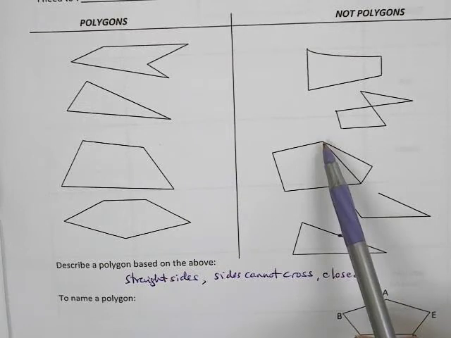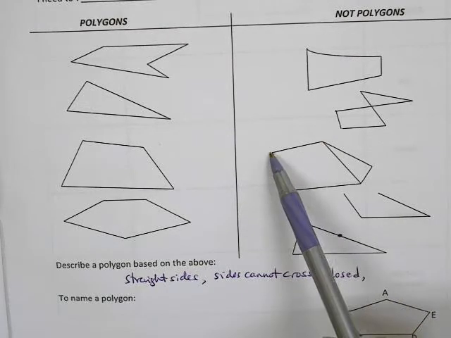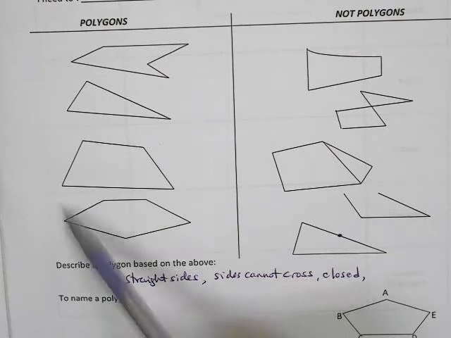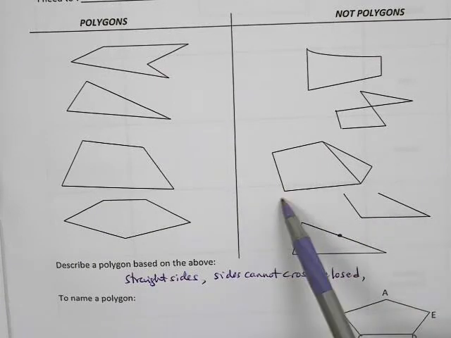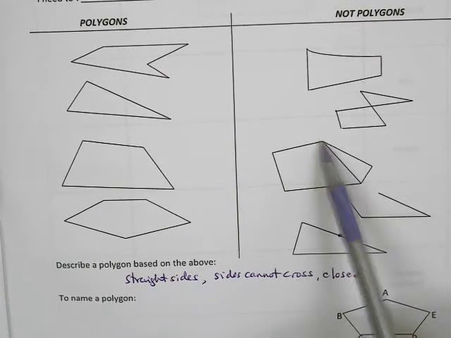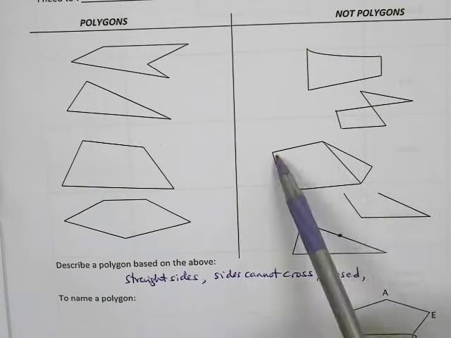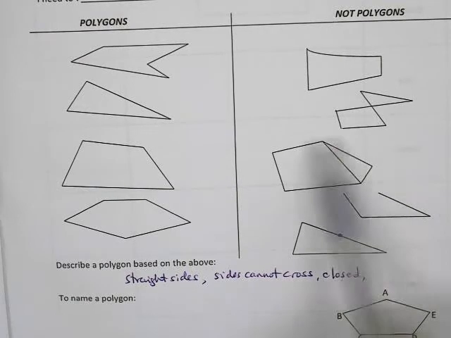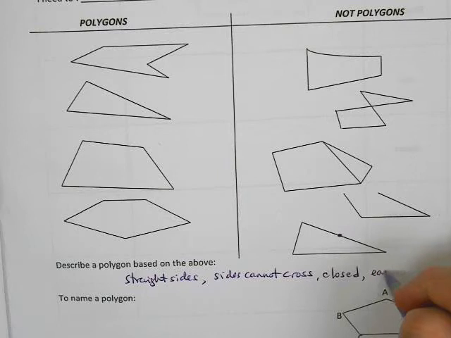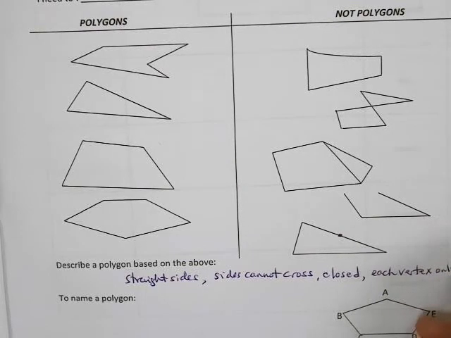This one, notice this vertex right here has two segments. All of these vertices are like that. They each have two segments that come out of it. But look at this vertex right here. It has 1, 2, 3. That's the problem with this one. So maybe we could say each vertex only has two sides stemming from it.